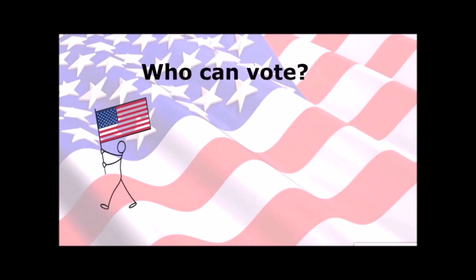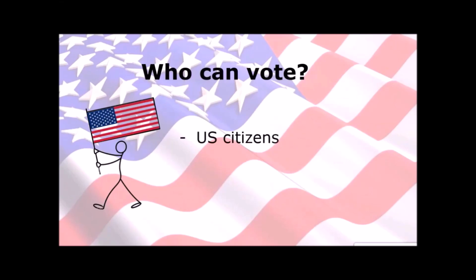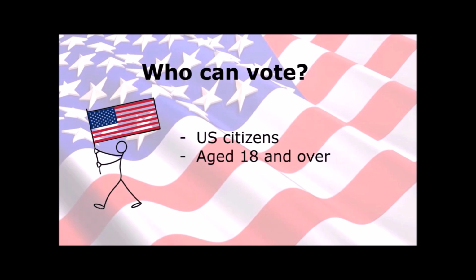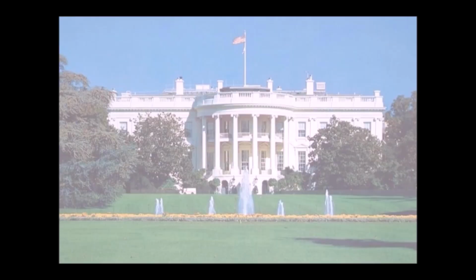Well, the first question to answer is, who can vote? All US citizens who are of age, meaning that they are 18 years old or over, have to be registered to vote. And they also have to meet their state's requirements, which means they must not be in prison or mentally incapacitated. If there's going to be an election, we need candidates, right?